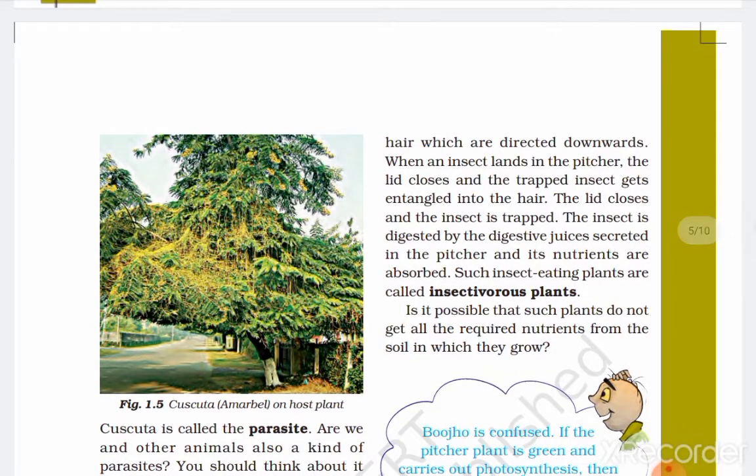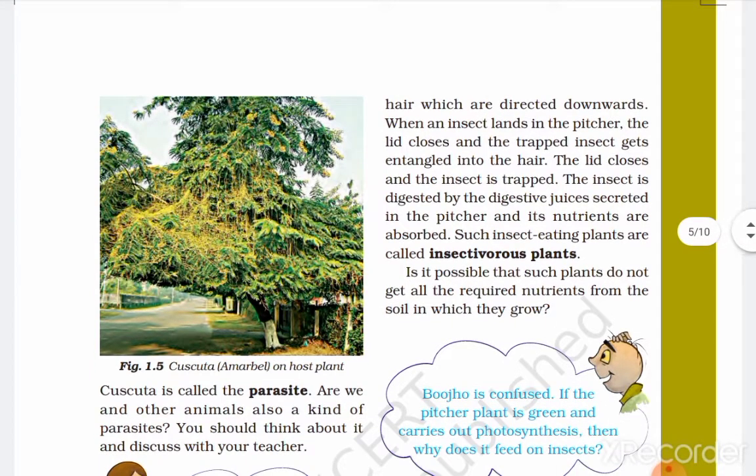The lid closes and the trapped insect gets entangled in the hair. The lid closes and the insect is trapped. The insect is digested by the digestive juices secreted in the pitcher plant and its nutrients are absorbed. Such insect-eating plants are called insectivorous plants.